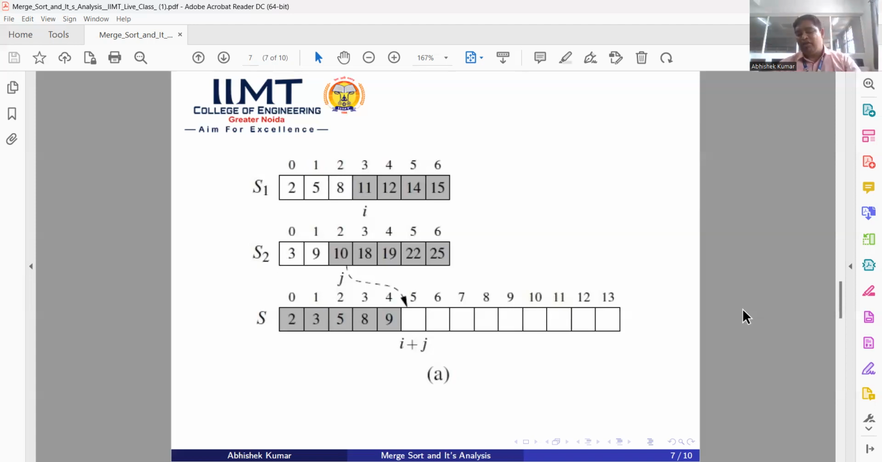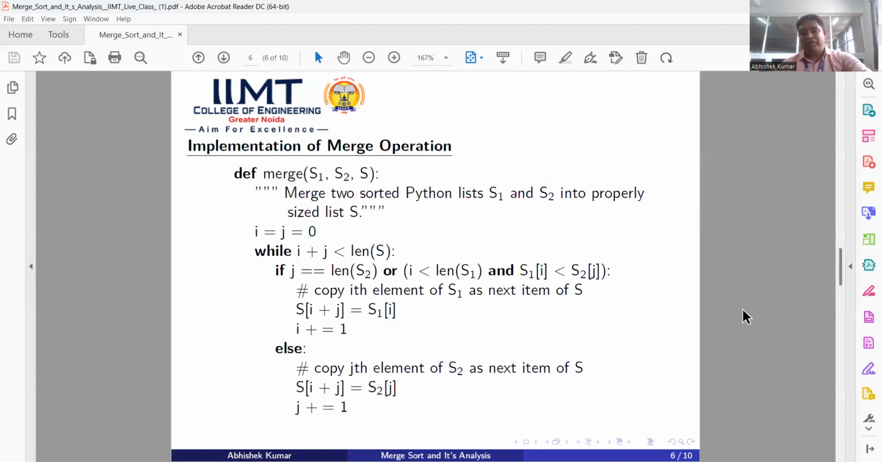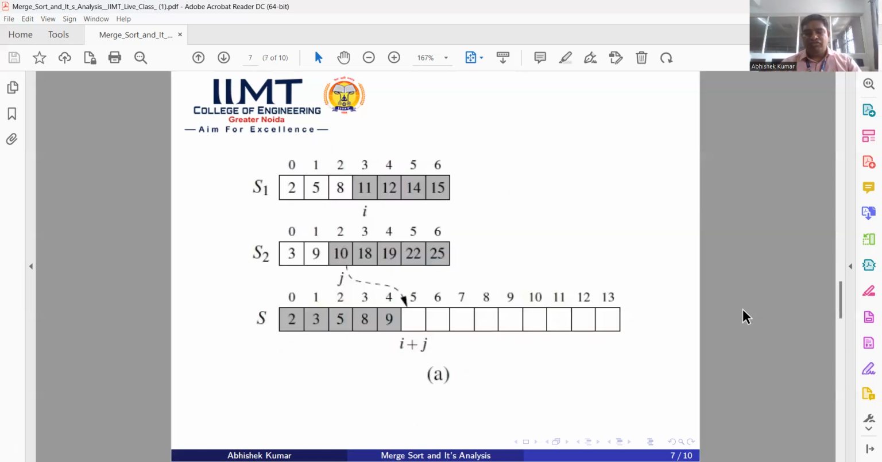And again, the J value will increase. That means this is the case of the else part. So the same thing we are doing here. Now you can see this is the third location where 11 is present, and in the second subsequence, this is the second location where 10 is present. So in the original sequence S, we have to fill the fifth position. That means I plus J, that means 3 plus 2.